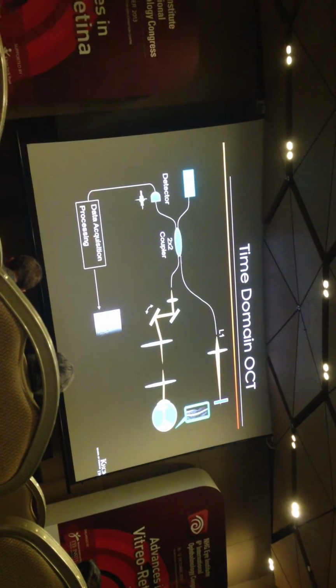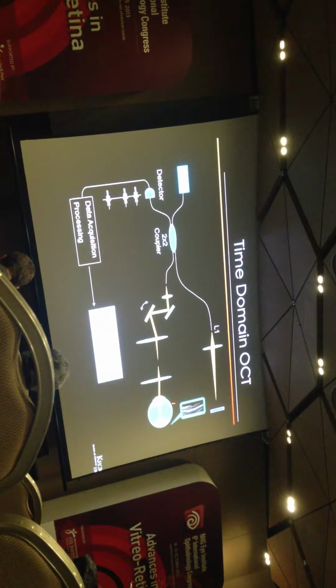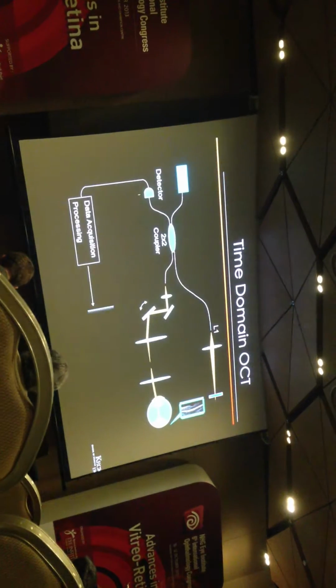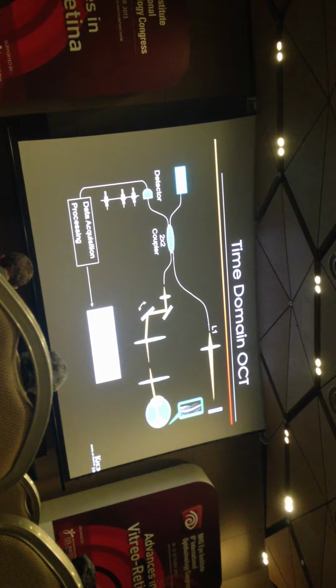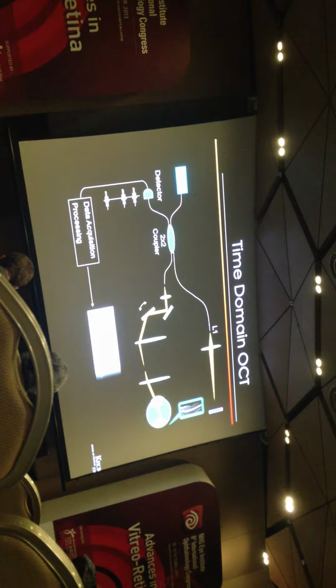Again, the key feature is the mirror has to move in order to get your depth information. And so if you acquired one place, you've got to move the line to another part of the retina, with your tip-tilt mirror here, and acquire another A-scan. So it's a time-consuming process, as you can see, in terms of acquiring the OCT information.